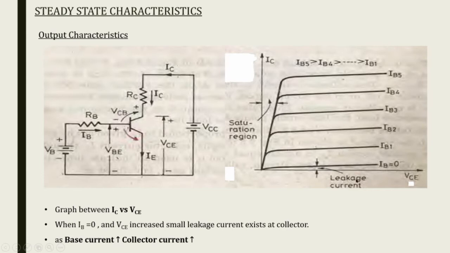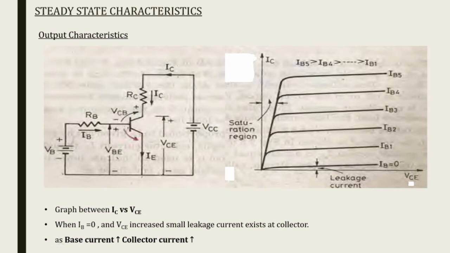One more thing, here you can see this is the cutoff region where the transistor is in the off state, and this is the saturation region where the transistor is in the on state, and this is the active region where the transistor acts as an amplifier. As the base current IB is increased, you can see the collector current is increasing. So this is the output characteristics of a power BJT.